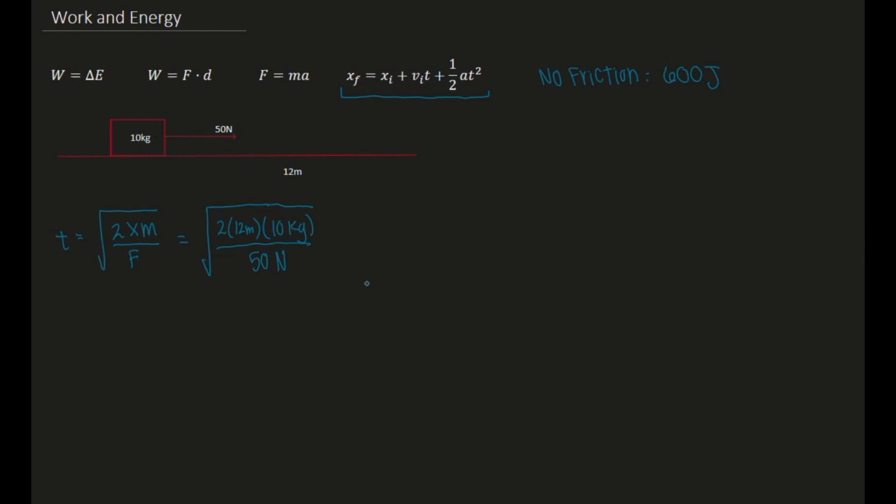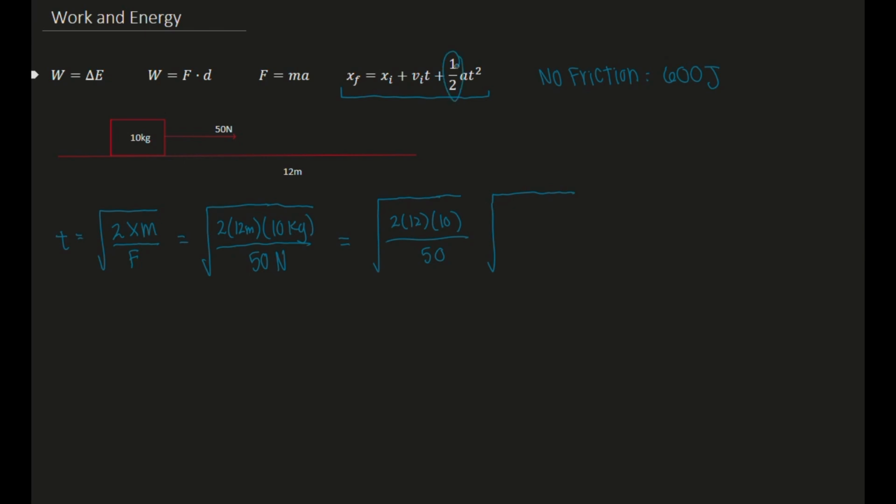If I've set my equation up, it's going to end up that way. So what I'm going to do is create 2 separate square roots here, one with just the numbers and the other where the units are. So this is 2 times 12 times 10, and that's divided by 50. And I'm going to attach my units to it. The 2 has no unit, that's unitless. It was just part of the 1/2 right here.